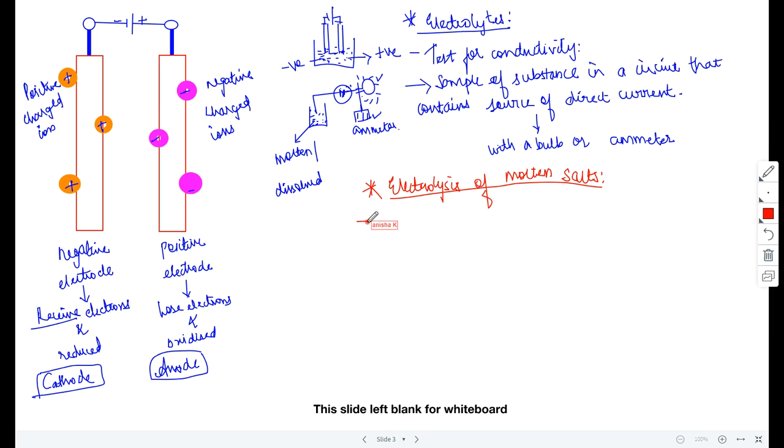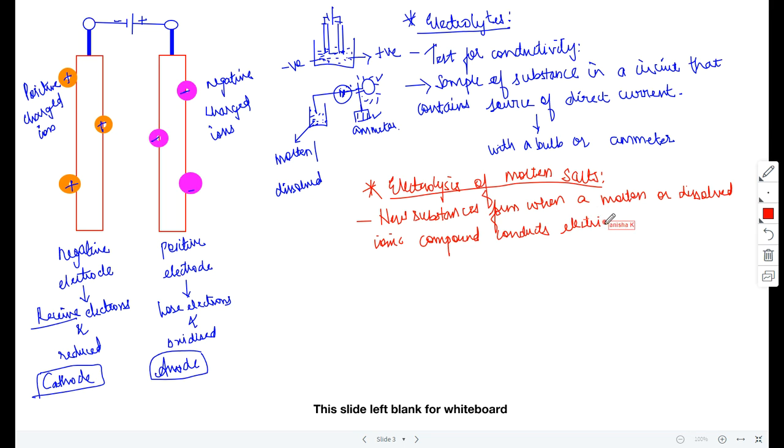Whenever there is a molten or dissolved ionic compound that is conducting electricity, we have new substances. So I'll write: new substances form when a molten or dissolved ionic compound conducts electricity. Now we'll take the same example.